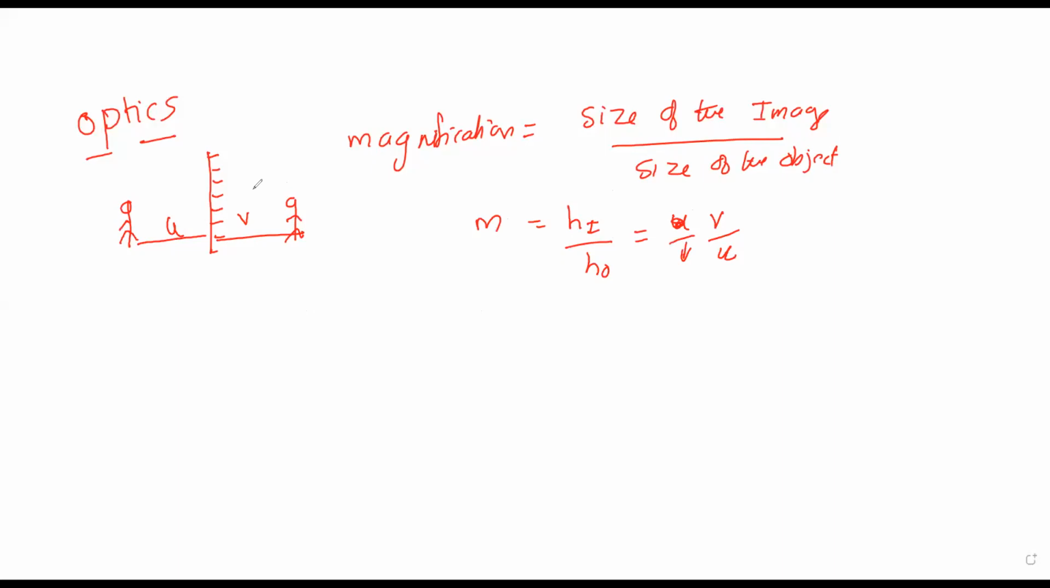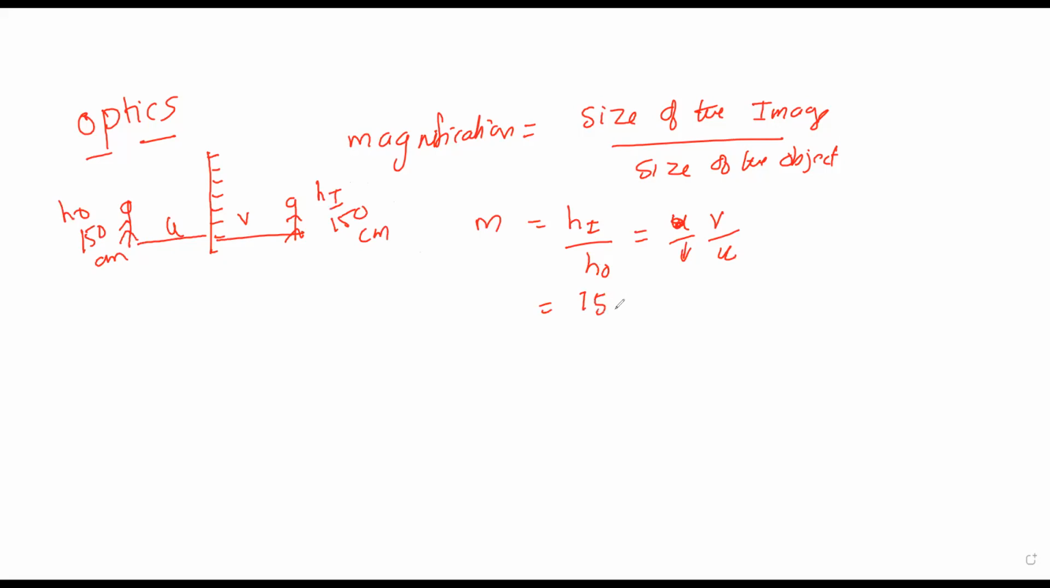How can you magnify an image in the plane mirror? In case of the plane mirror, we cannot magnify the image. How much you are there, the same height image you will get. Suppose you are 150 centimeters, your image is also 150 centimeters only. It won't increase or it won't decrease, right, children? So let us write this value, this is the height of the image and this is the height of the object. Hope it is clear, children.